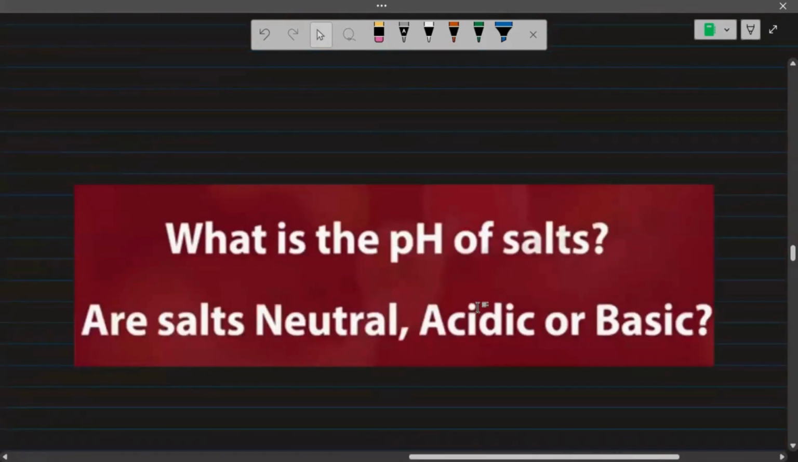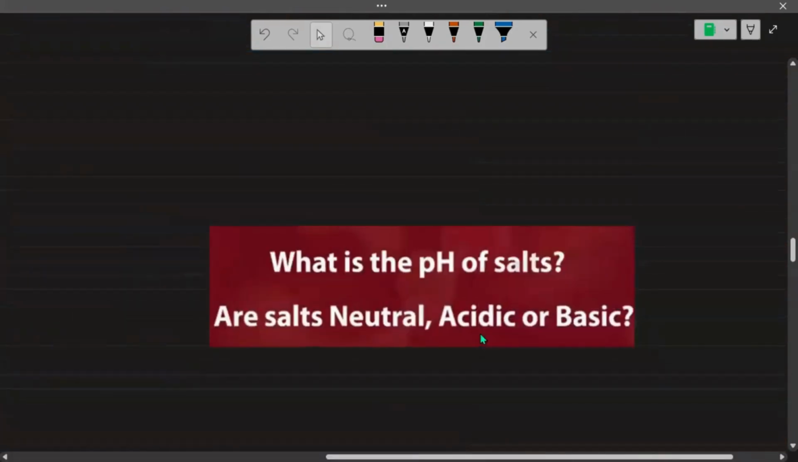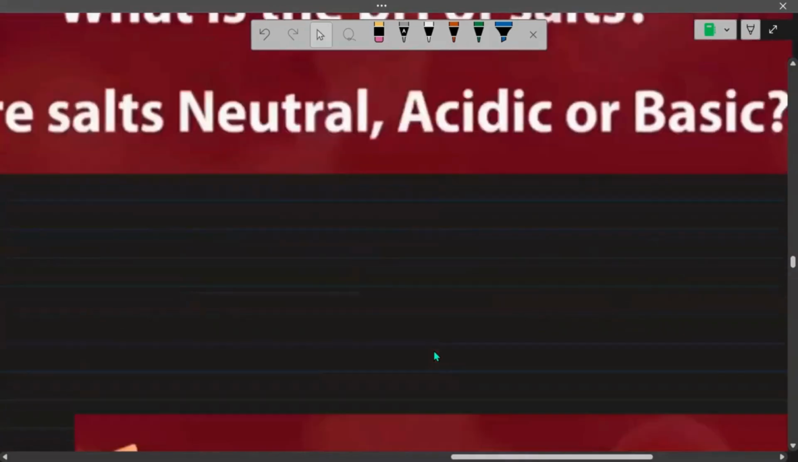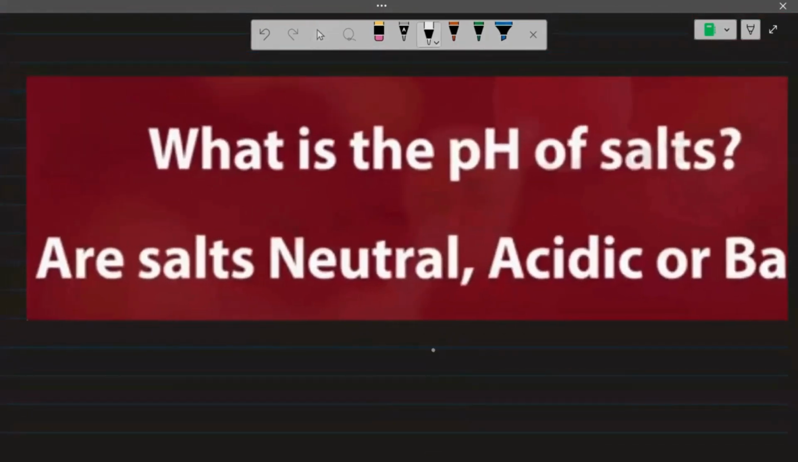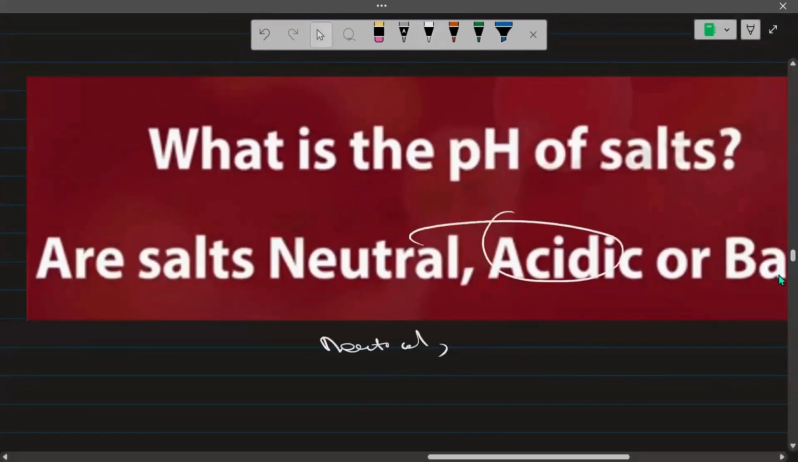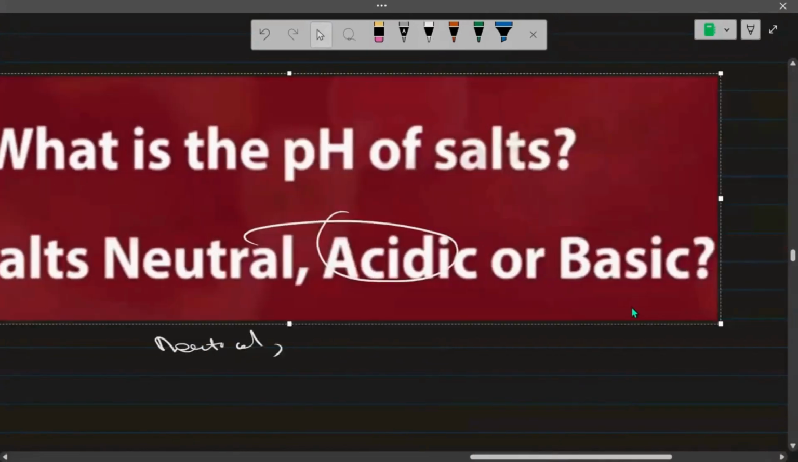Now, what is the pH of salt? Are they neutral, acidic, or basic? So basically, salts are neutral, acidic, and also basic. So they are present in all three natures.